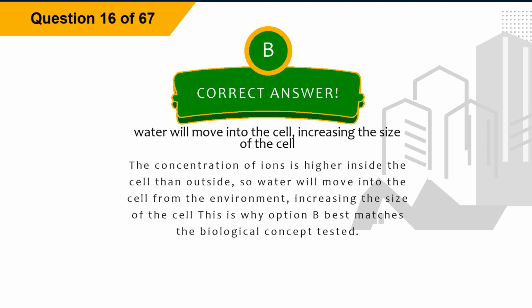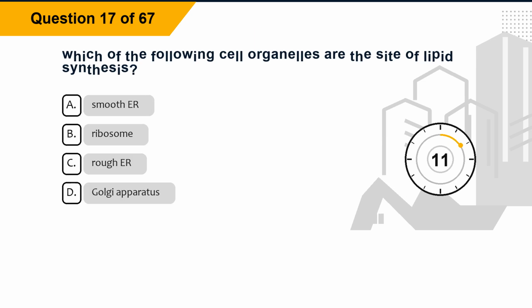Explanation. The concentration of ions is higher inside the cell than outside, so water will move into the cell from the environment, increasing the size of the cell. This is why option B best matches the biological concept tested. Question 17. Which of the following cell organelles are the site of lipid synthesis? Option A, smooth ER. Option B, ribosome. Option C, rough ER. Option D, Golgi apparatus.